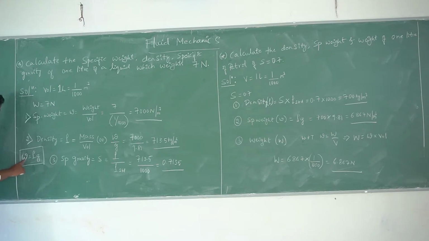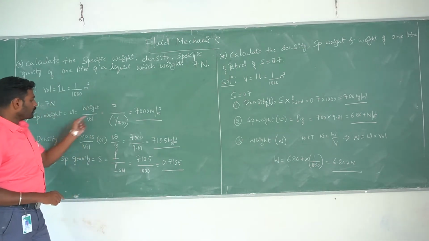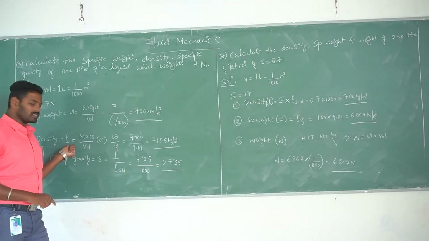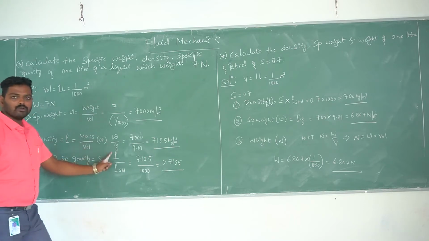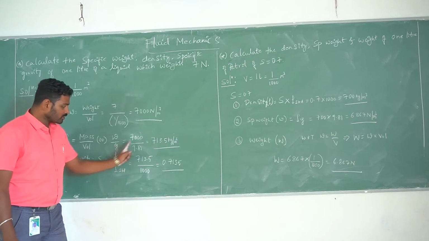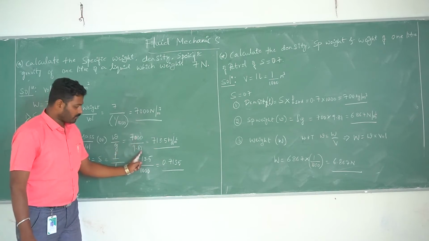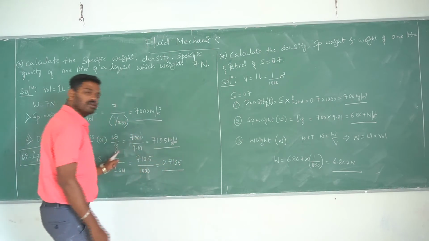If you want to find the weight density, it is mass density into acceleration due to gravity, then kg into meter per second square will be converted to Newton. The same way here: we know the weight density and the acceleration due to gravity, so we have to calculate the mass density. We know w is equal to rho into g. If you want to find rho, then it is w by g. Here w, the weight density, is 7000 divided by g, which is 9.81. Then you will get 713.5 kg per meter cube. This will be the mass density.